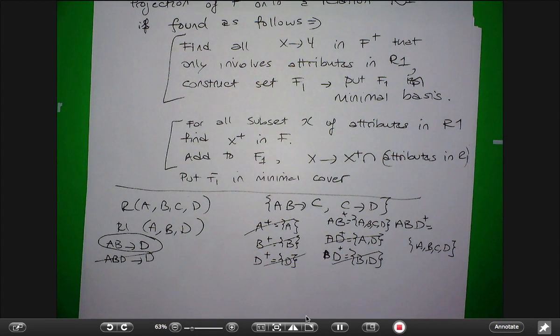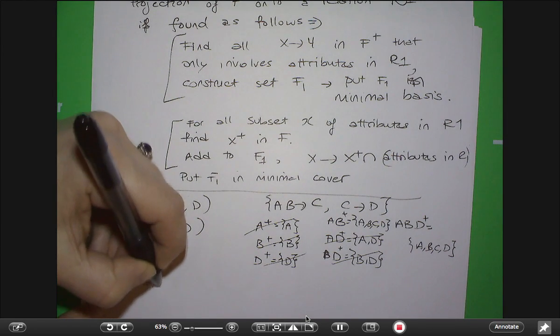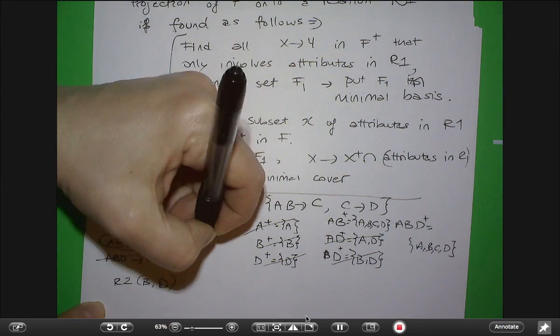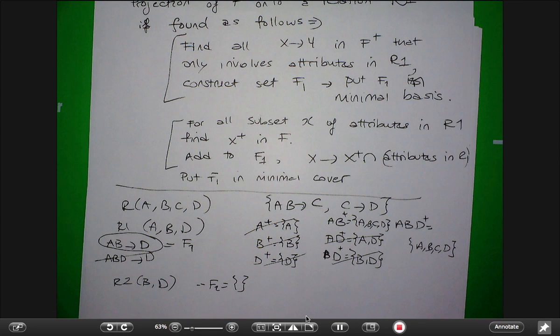And if you were to do the other one, you will find that there are no non-trivial functional dependencies. As a result, I'm going to have none. So for R2, B and D, this is F1, and F2 is nothing, because there are no non-trivial functional dependencies. Okay?